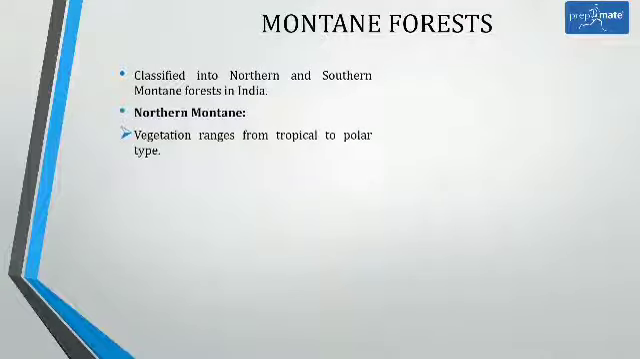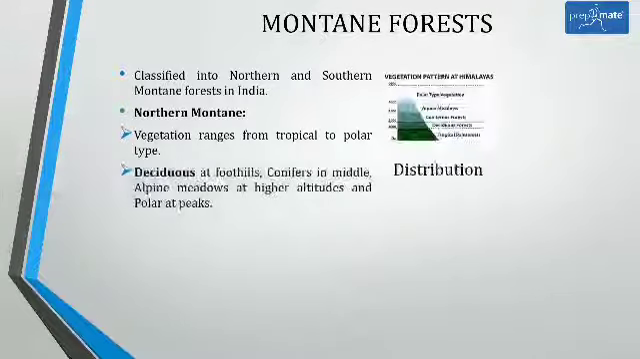They are found in the northern part of India, mainly in the Himalayan mountain range. Northern montane forests have vegetation ranging from tropical to polar type depending on the altitude. The vegetation comprises deciduous forests at the foothills, coniferous forest in the middle altitudes, alpine meadows at even higher altitudes, and polar type of vegetation at the peaks.